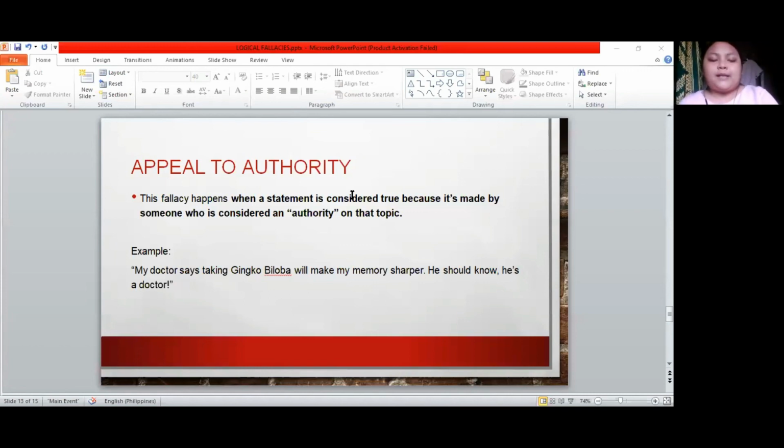So that's it. Again, let's have a recap of these logical fallacies. We have circular reasoning, hasty generalization, slippery slope, straw man, and all of these. All right, so that's the end of our discussion.